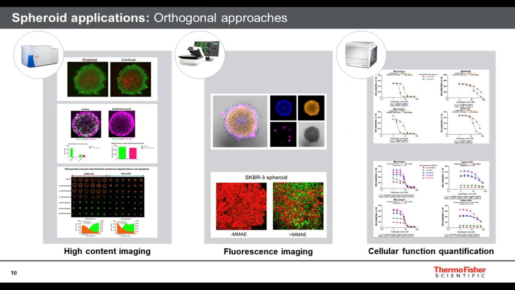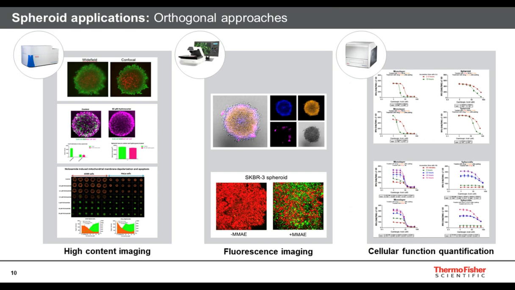So when we talk about approaches that have been utilized to study 3D, it's very, very often the case that we see researchers utilizing high content imaging and fluorescent imaging. Those have been traditionally used for exploring 3D morphology, for studying 3D phenotypic changes. But now, more and more, we also see scientists interested in exploring cellular function and quantifying cellular function using microplate readers. This is actually a logical approach.